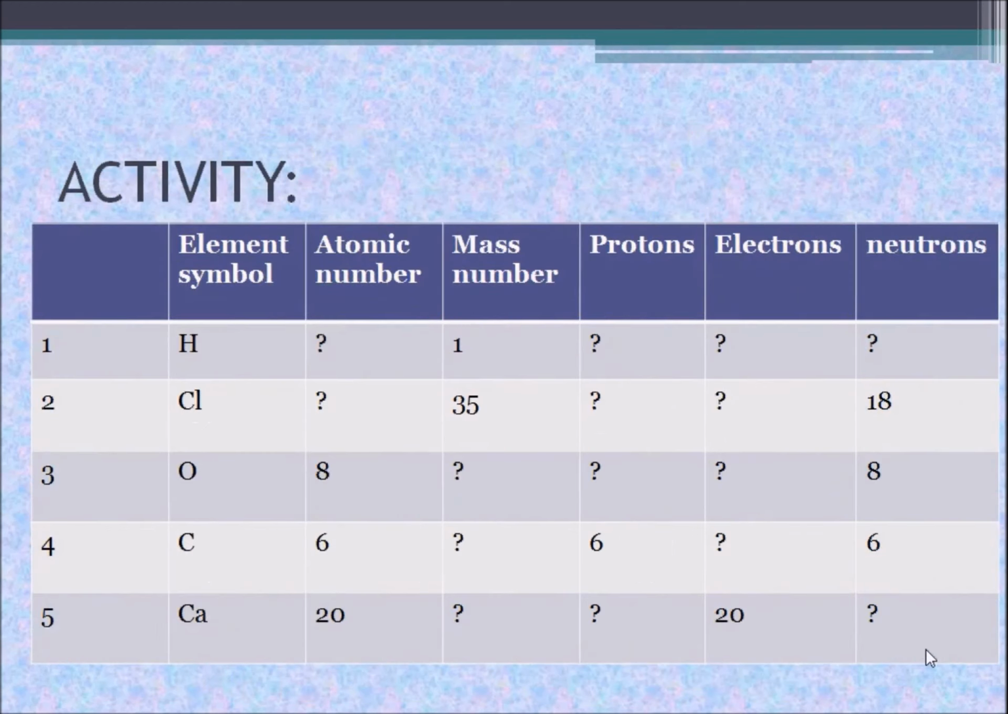Now I hope you have understood atomic number, proton, electron, neutron, and mass number. So I want you to do this activity where I have given you a grid with 5 examples and many question marks. You just have to fill in these question marks. I know you can do it now.